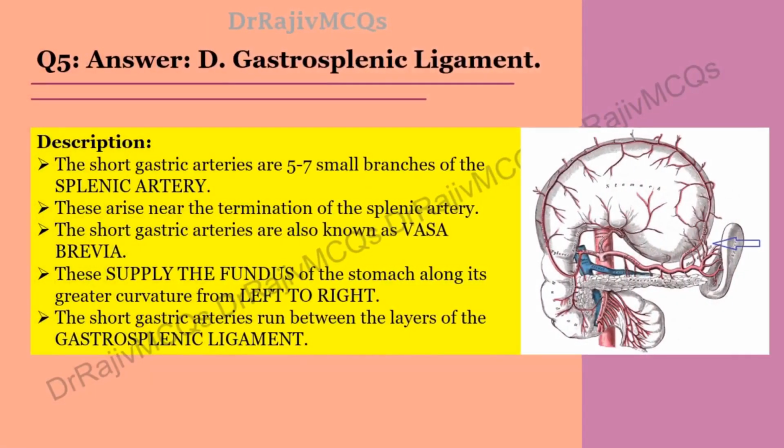The correct answer in question number 5 is option D. The short gastric arteries are 5 to 7 small branches of the splenic artery. These arise near the termination of the splenic artery. The short gastric arteries are also known as vasa brevia. These supply the fundus of the stomach along its greater curvature from left to right. The short gastric arteries run between the layers of the gastrosplenic ligament.